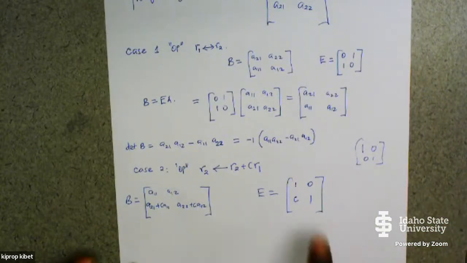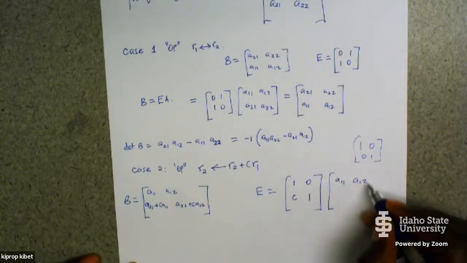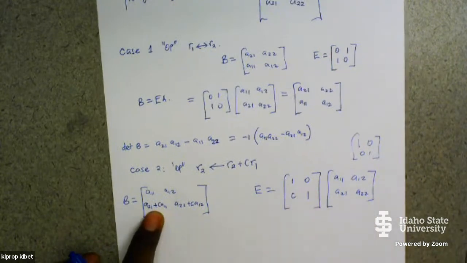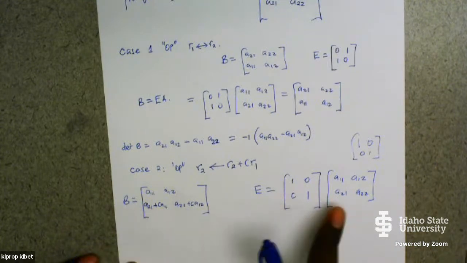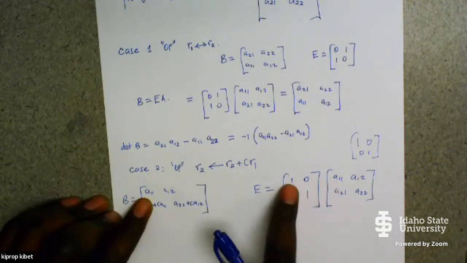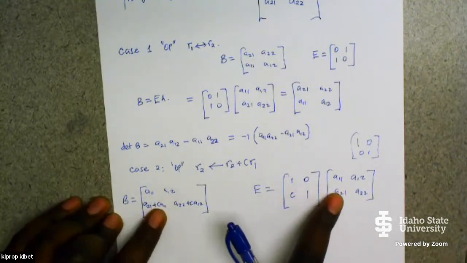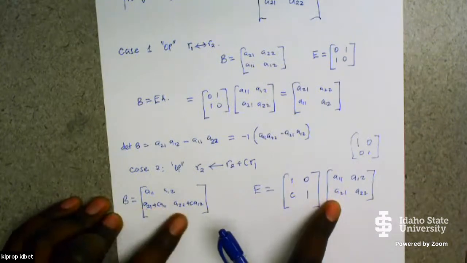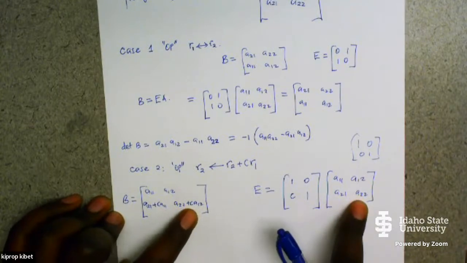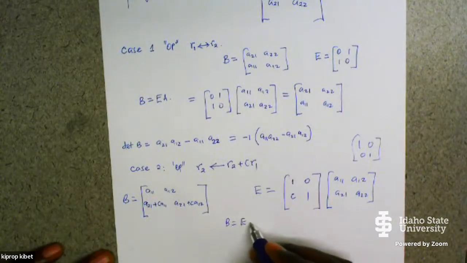Now, when we multiply this and A, which is A11, A12, A21, and then A22, are we going to get this? Of course, we are going to get this one because this is 1, and that is A11. This and that is A12. Then this and this is C A11 plus A21. And finally, this and that is C A12 plus A22. So basically B is equal to E times A.